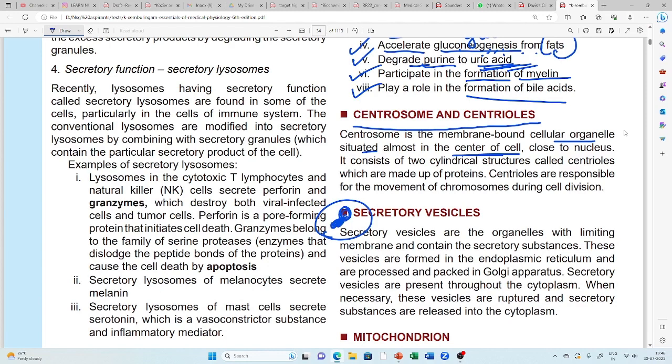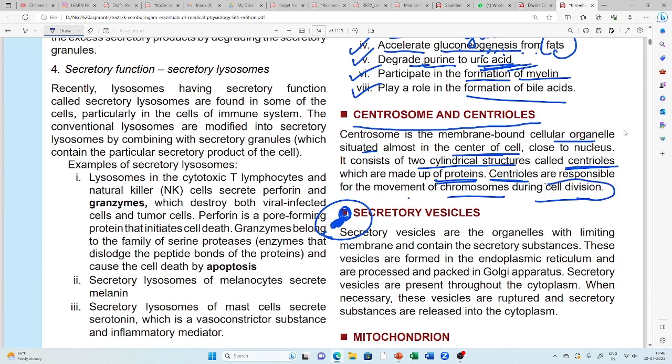Okay, what is the function of centrosome and centrioles? Centrosome has two cylindrical structures that are known as centrioles, and they are made up of proteins. These protein-made centrioles are found in the centrosome, two cylindrical structures near the nucleus. What is the function of centriole? Centriole is responsible for the movement of chromosomes during cell division.